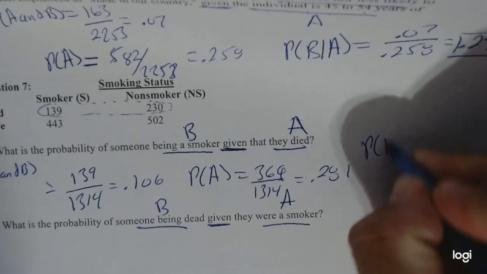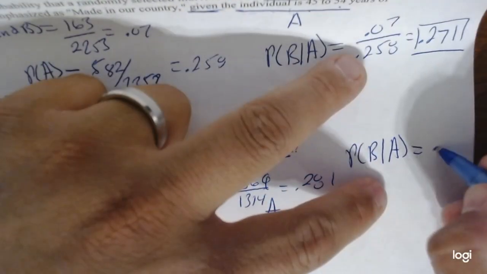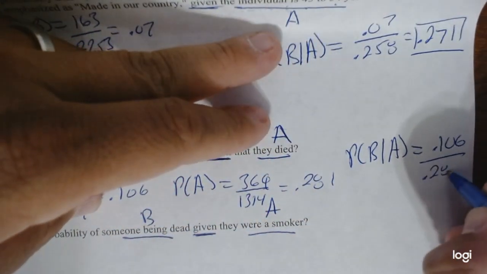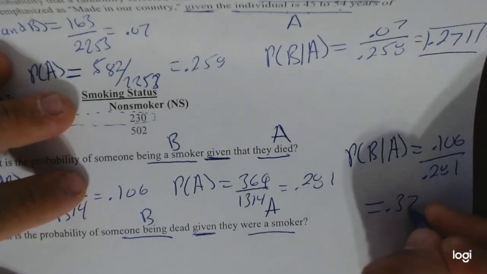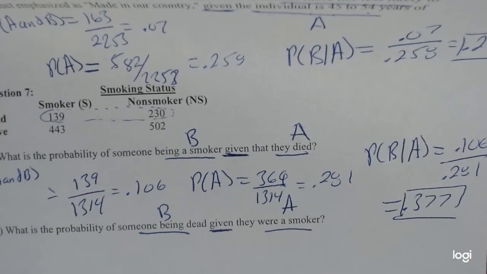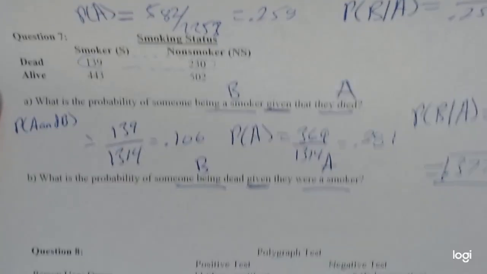Which means our final one, the probability of B given A, is the division of these two. So 0.106 divided by 0.281 is your final answer. So approximately 0.377. And there we go. So again, it's pretty difficult. You gotta take your time when it comes to these ones here. Okay. So why don't you guys try B now down here?